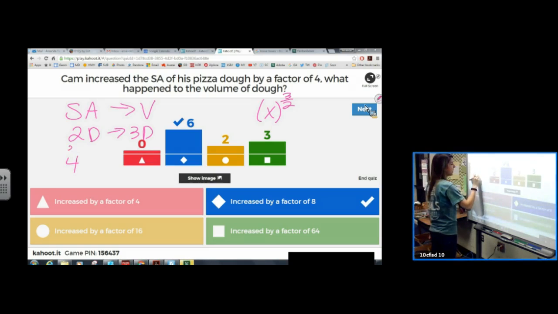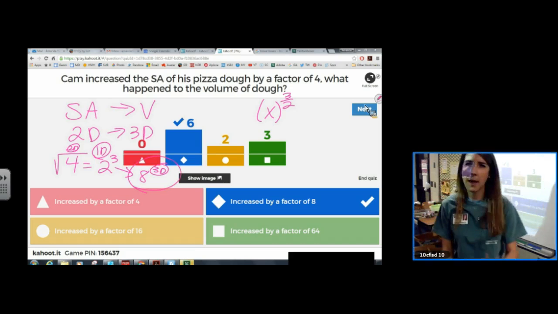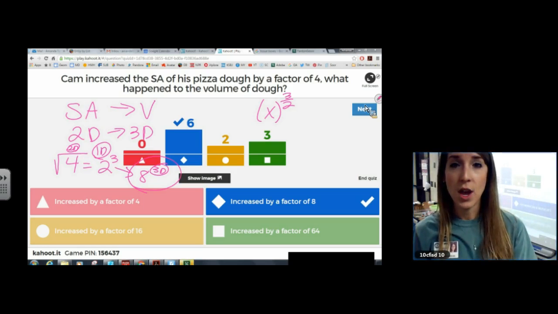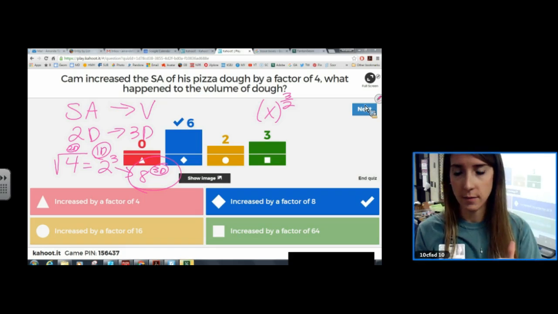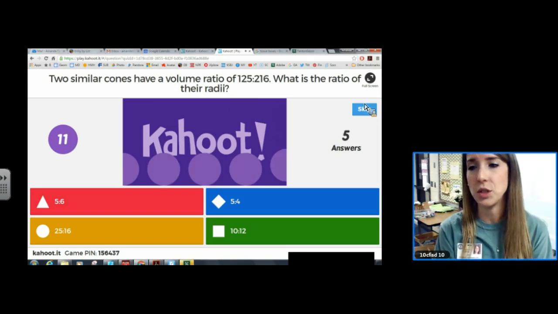And right now it's 2D. I'm going to square root it. Now it's 1D. If I want to get to 3D, I cube it. And now I'm 3D. Are we okay with this? Square rooted, 2D to 1D. Cubed it, 1D to 3D. The answer was 8. Two similar cones have a volume ratio of 125 to 216.